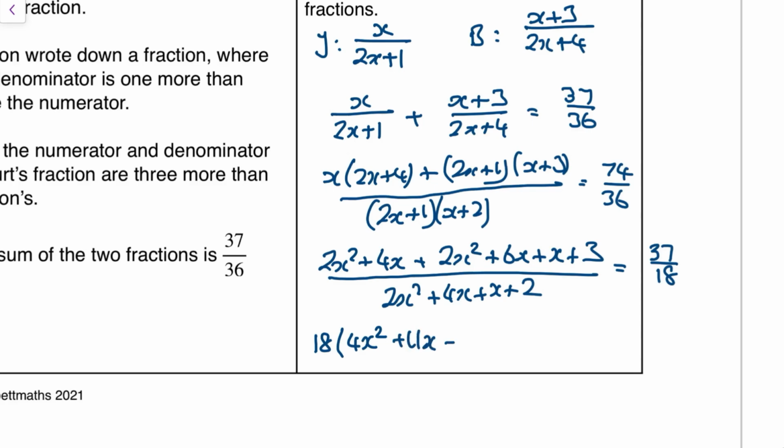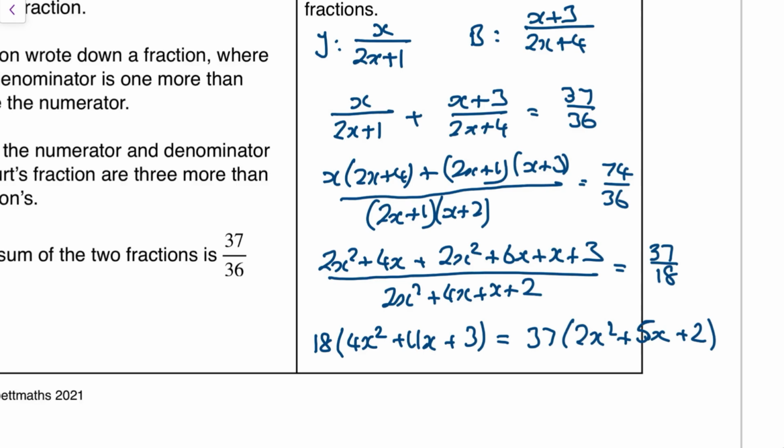And 3 is 3. So far, so good. And that's equal to 37 times 2x squared. 4x plus x is 5x. And 2 is 2. This is a difficult question, by the way. Without question, this is a hard question.